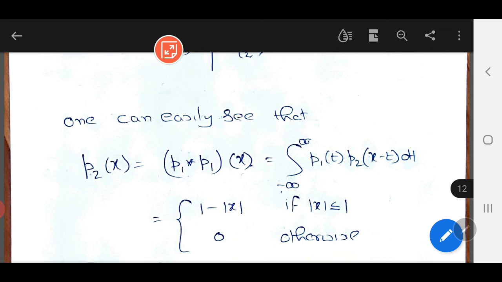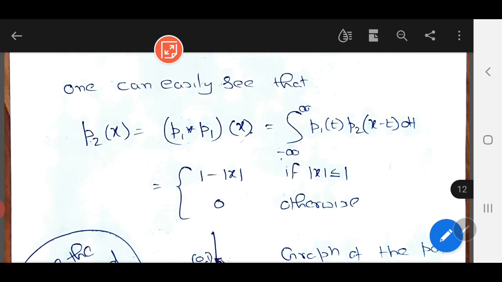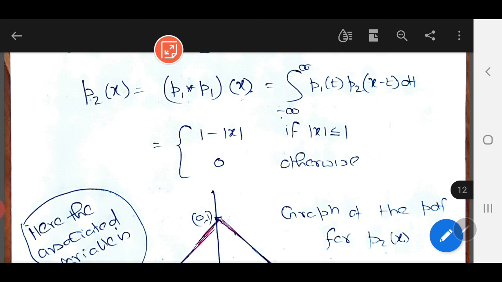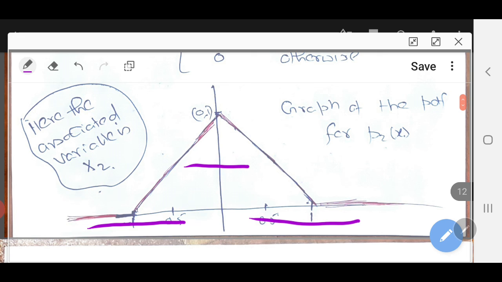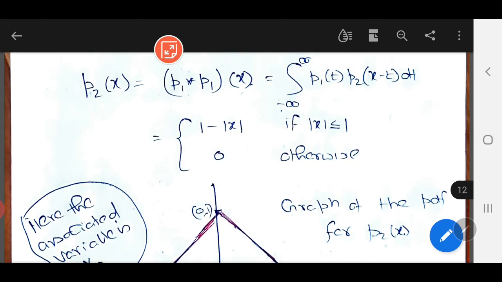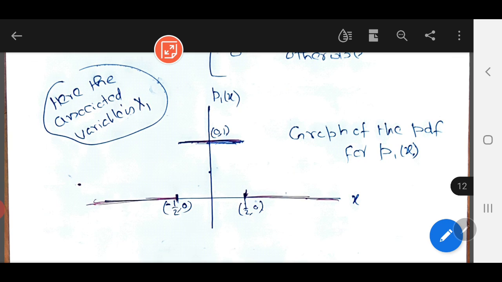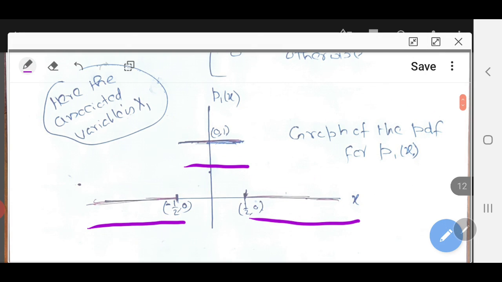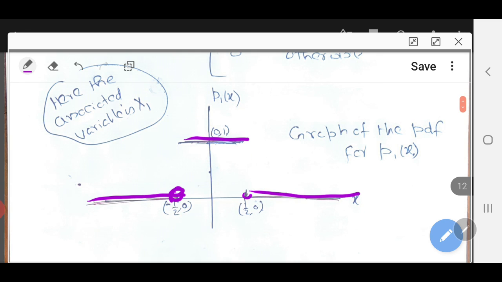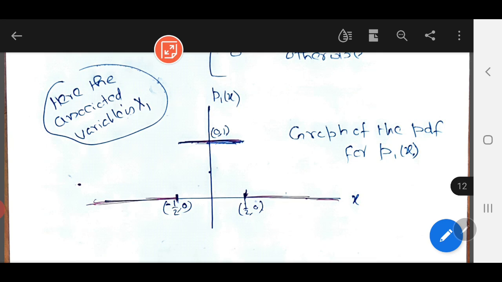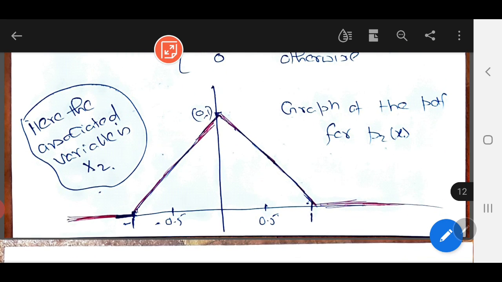Then I convolute this once with the same thing. Surprisingly, if you evaluate this integral, we will get 1 minus mod x if mod x is less than or equal to 1, 0 otherwise. Earlier we had a graph like this which has some discontinuity. Where is the discontinuity? Here. But when it comes to the next one, if you convolute this with the same thing, then we get almost continuity. See here, it is a triangular curve.